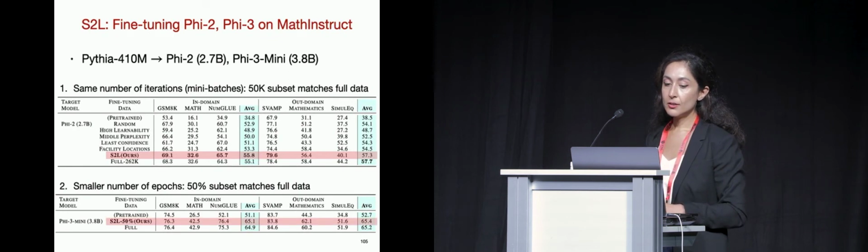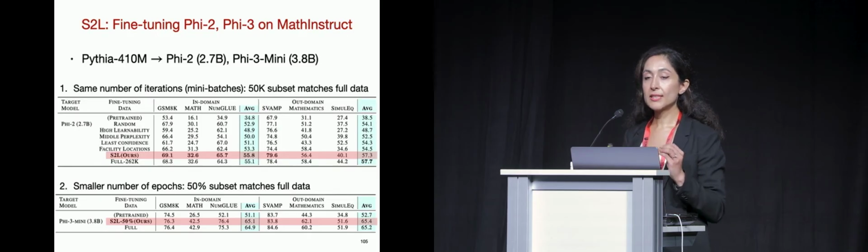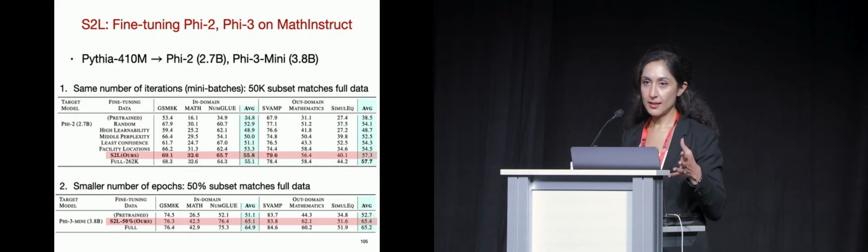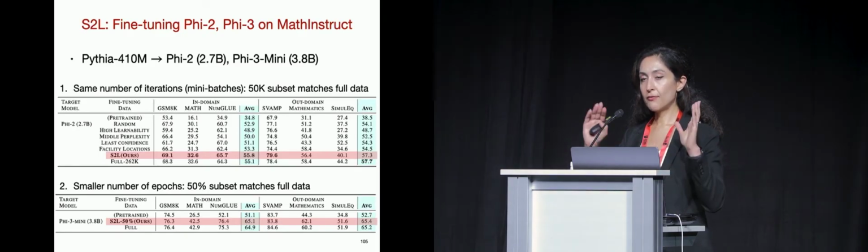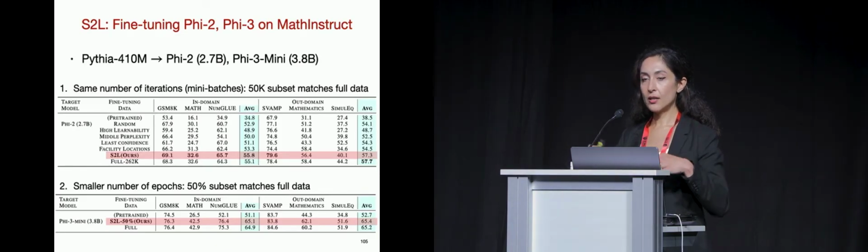And now let's look at training for the same number of epochs, meaning a much smaller number of iterations. So for example, for 50% subsets, if fine-tuning is 3 epochs on the full data, I train for 3 epochs on 50%, like half of the time.